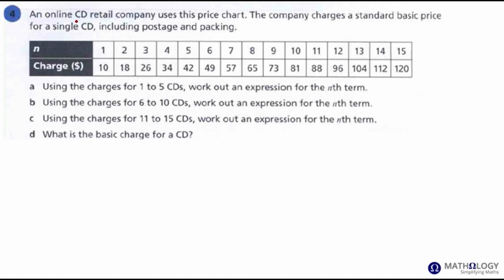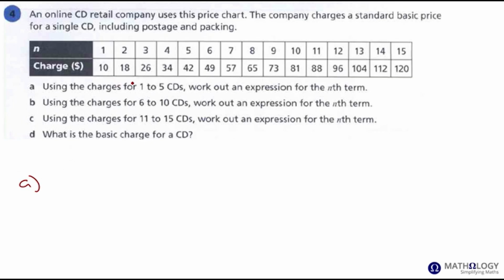Number 4, an online CD retail company uses this price chart. The company charges a standard basic price for a single CD, including postage and packaging. Use the charges for 1 to 5 CDs, work out an expression for the nth term.